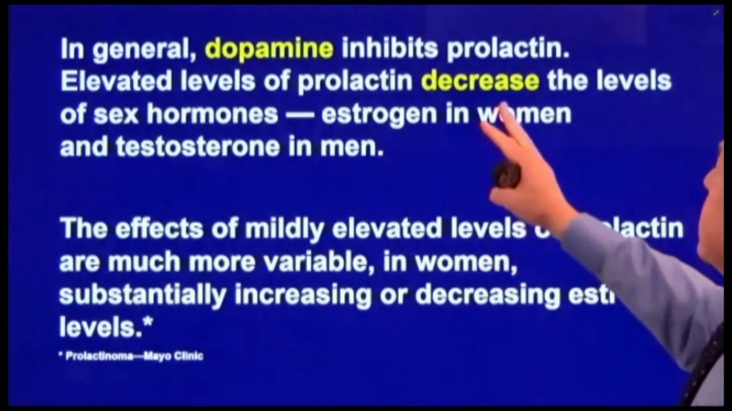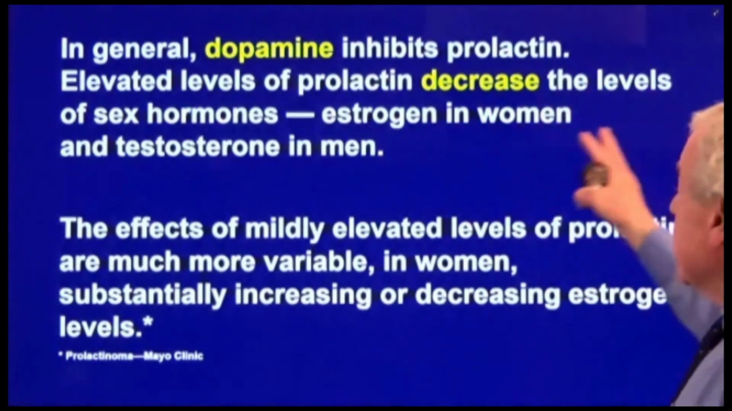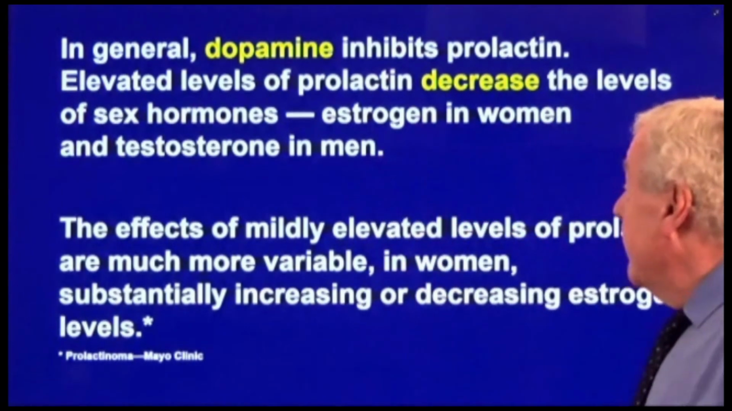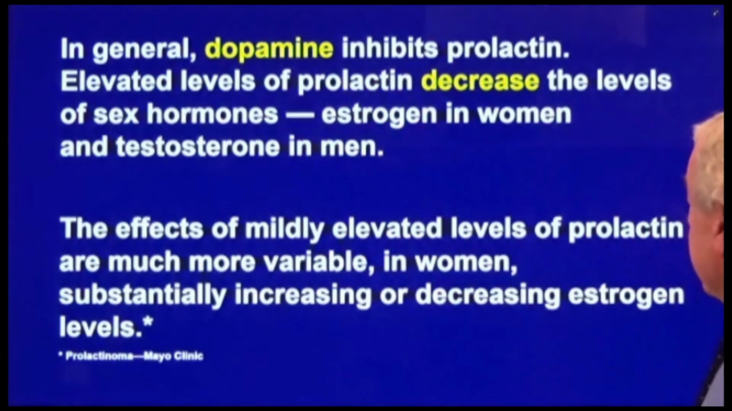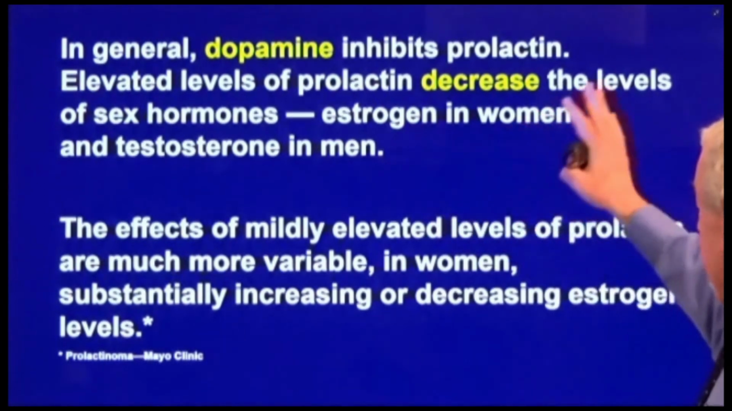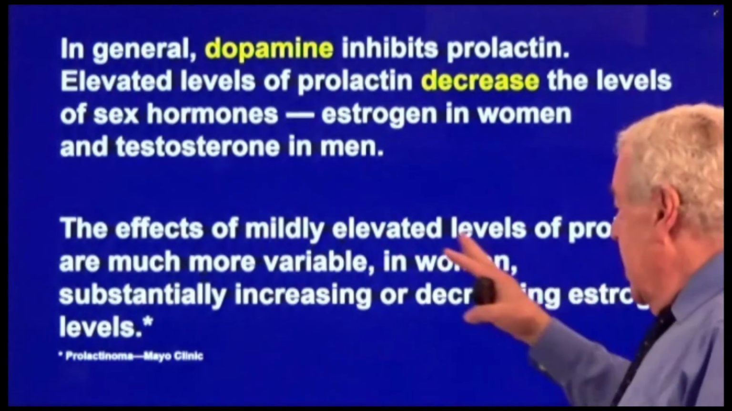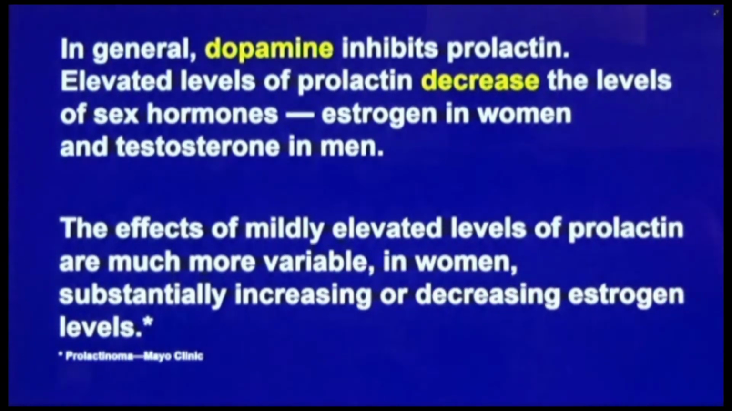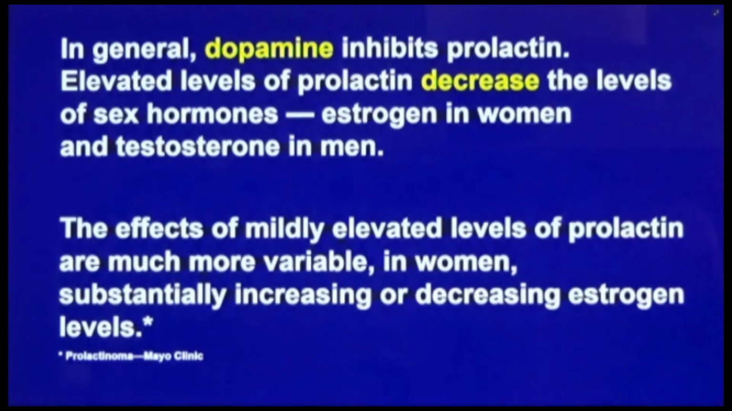In general, as we've said, dopamine inhibits prolactin. Elevated levels of prolactin decrease the levels of the sex hormones, especially estrogen in women and testosterone in men. So elevated levels, high prolactin, which we pick up off Governor Vessel 27, decrease the levels of sex hormones in both men and women. The effects of mildly elevated levels of prolactin are much more variable. In women, substantially increasing or decreasing estrogen levels. So mildly elevated levels can increase or decrease estrogen production.